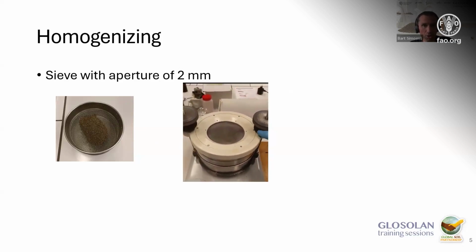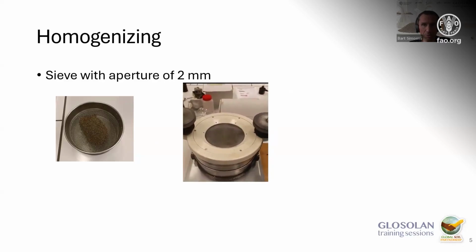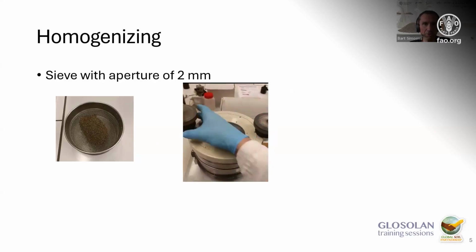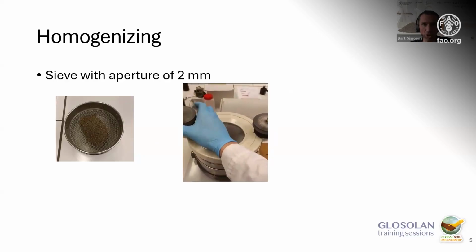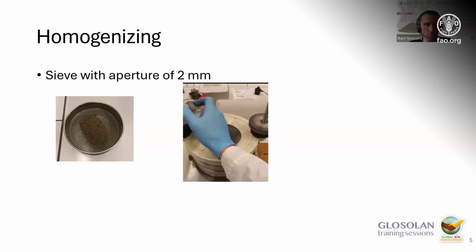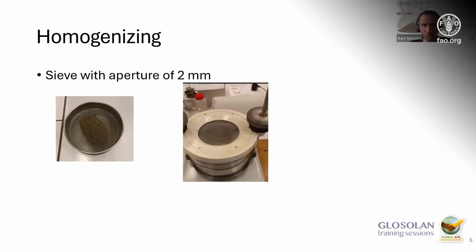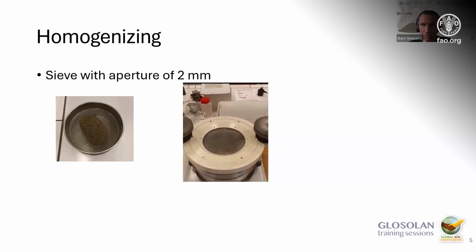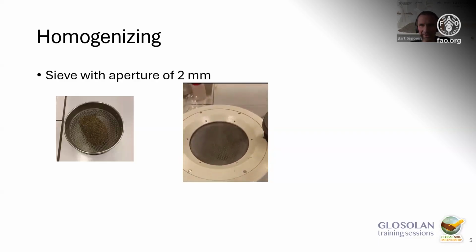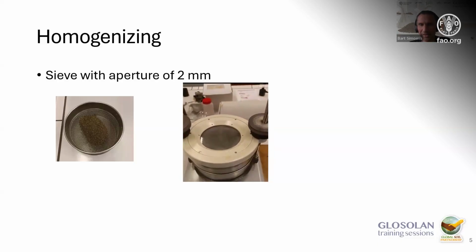And then you have two fractions, of course, the fraction that passed through the sieve and the fraction that remained in the sieve. All particles above 2 millimeters remain on top, and so that is just a shaker. You can put several sieves on top of one another, but we didn't have to do that.